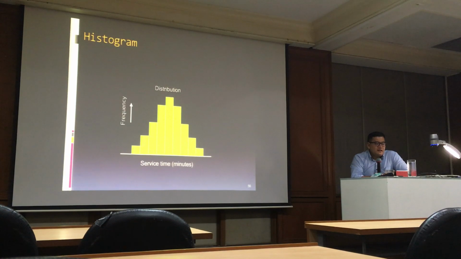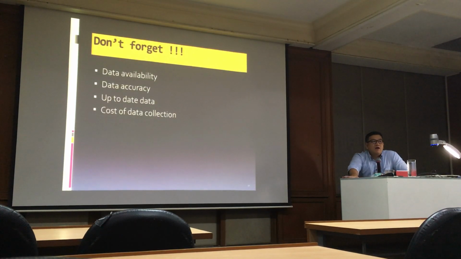So this means that during the step of M, or measure, you measure information and translate it into quantitative data, and you also need to use several charts to display. And don't forget that the data that you measure needs to be up-to-date, and you need to consider what kind of data is available and also the accuracy of the data, and besides that, many data have a cost that you need to pay.